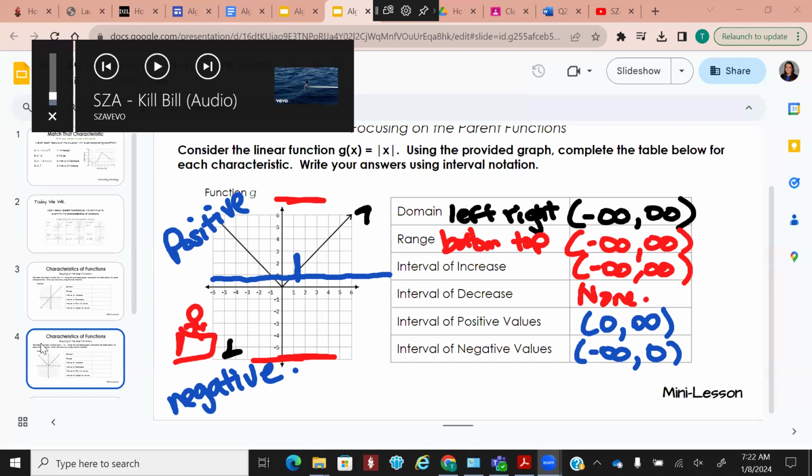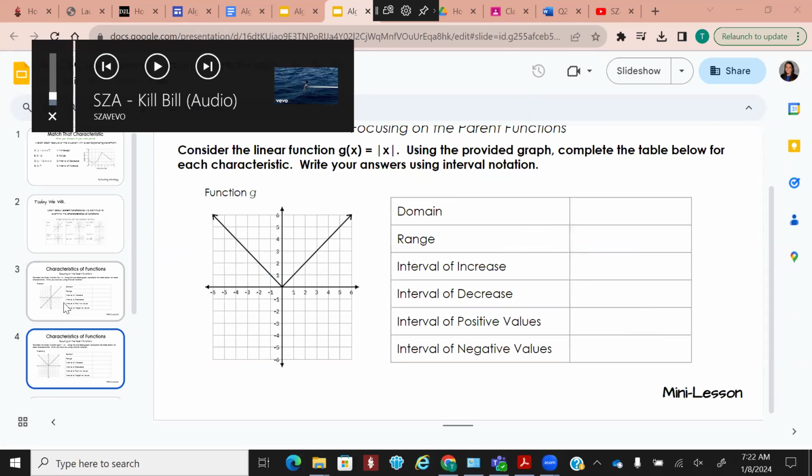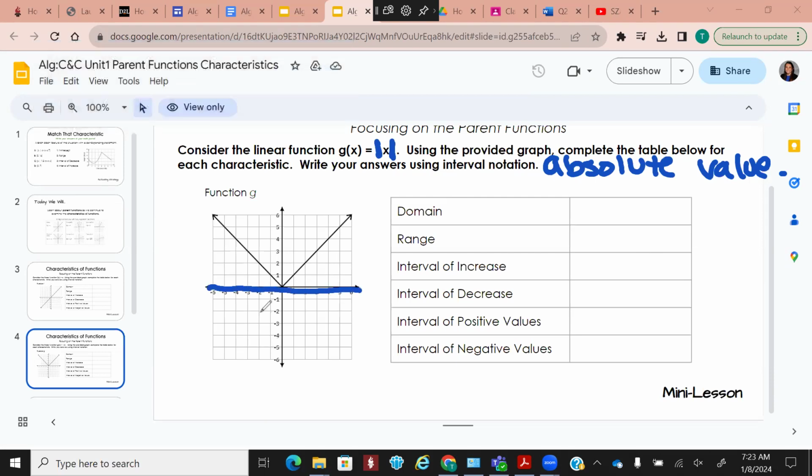So this next one is kind of like a new graph, but you've seen it before, I think in 7th grade. Okay. This is called an absolute value parent function. So we have y equals, or g of x equals the absolute value of x. Absolute values make things positive. So if it's negative, it makes it positive. If it's positive, it stays positive. That's why there's no numbers below the x-axis. Are we going to have any negative values here? No. So we can go ahead and put none.